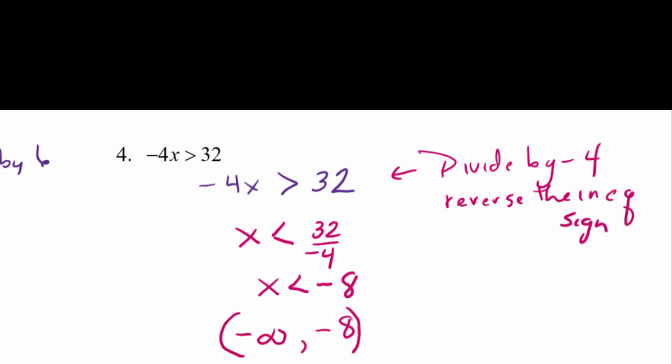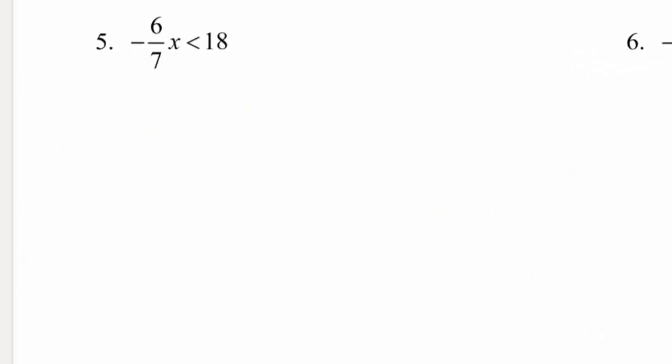And we're going to check this by picking a number that is in this interval and substituting it back into the original inequality. And a number that is pretty easy to use would be negative 10, right? Negative 10 is smaller. It's to the left of negative 8 on the number line. And when we substitute negative 10, this is our check, negative 10 in for our x, we get a positive 40, and that is greater than 32. So that really checks.